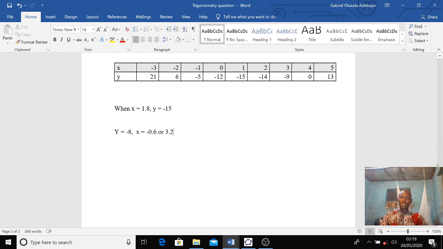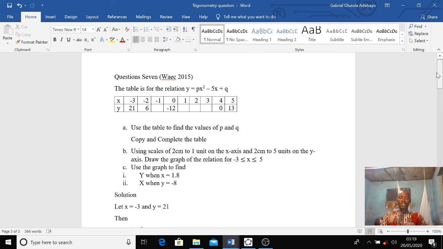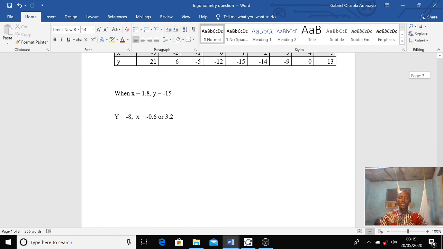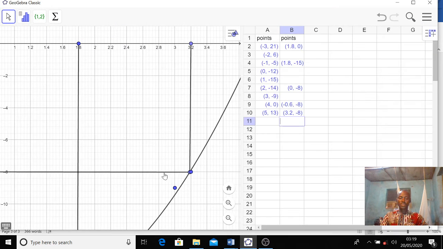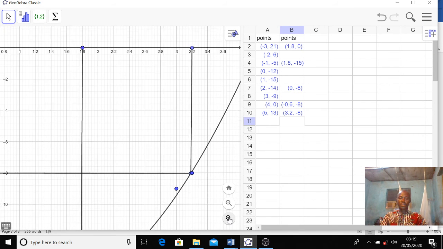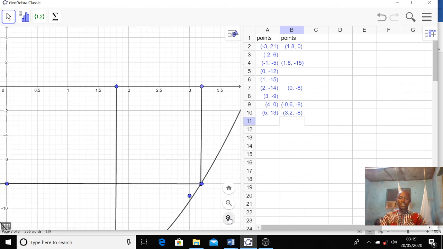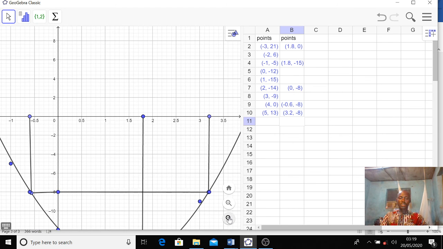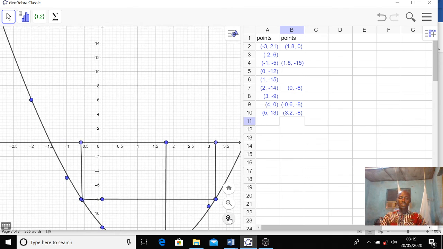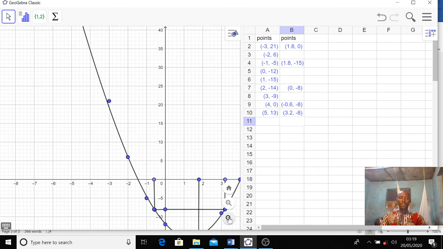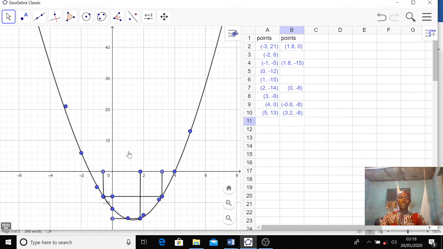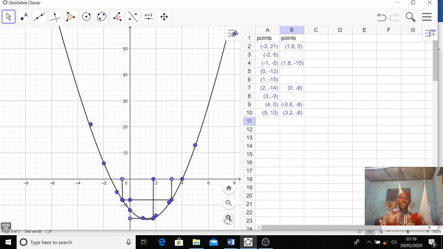So we have answered this question now. We have answered all these questions. This is question 7, and we have done justice to it. And we did the graph, and this is how the graph will look like. Let us minimize the graph to see the beauty of the graph. Get your own graph and make sure you plot it. You can see the beauty. See the beauty of the work.